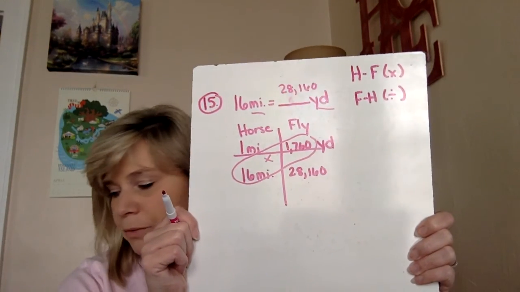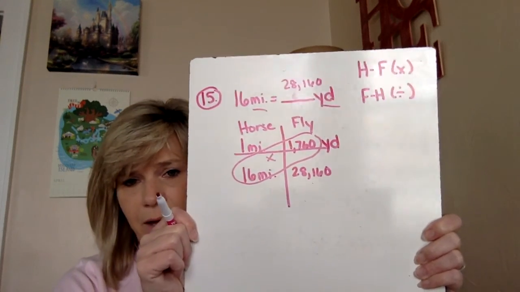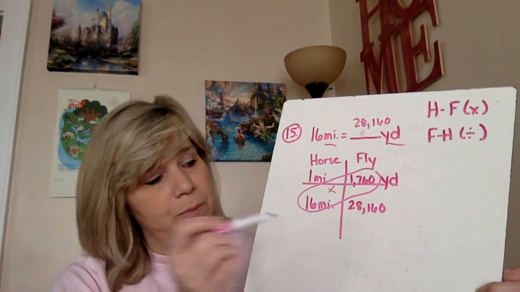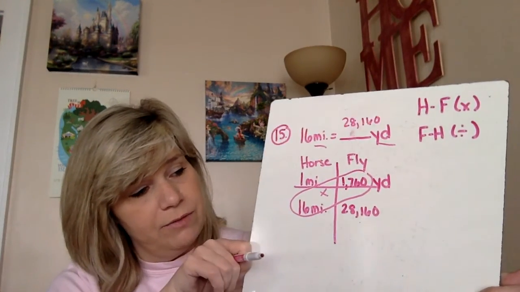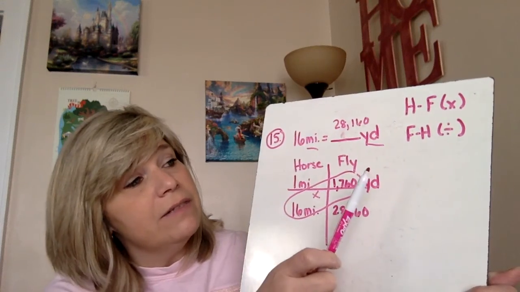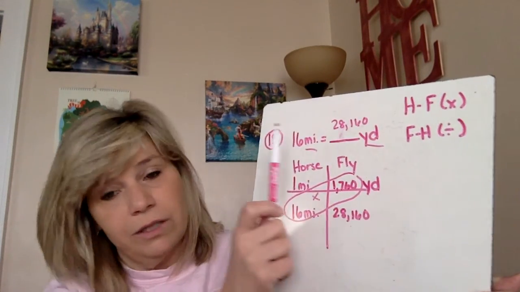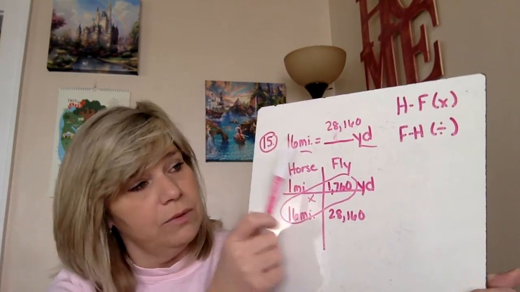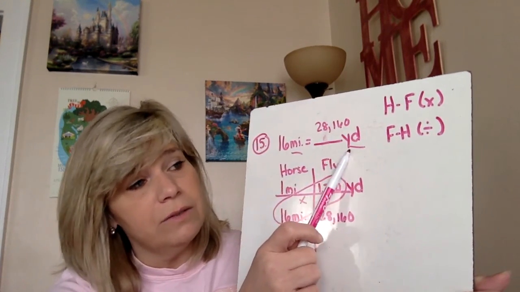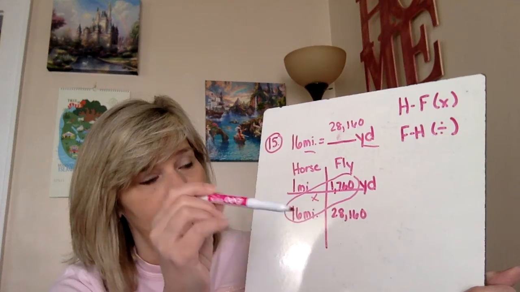And if you don't have enough room to write it on that blank, write it below, write it in the box, it's okay. So again, we went from horse to fly, we multiplied 16 times 1,760, and to make that equal, we know for 16 miles, it would take 28,160 yards to equal 16 miles. That makes sense because, since miles are bigger, it's going to take more yards to make it up to it, okay?